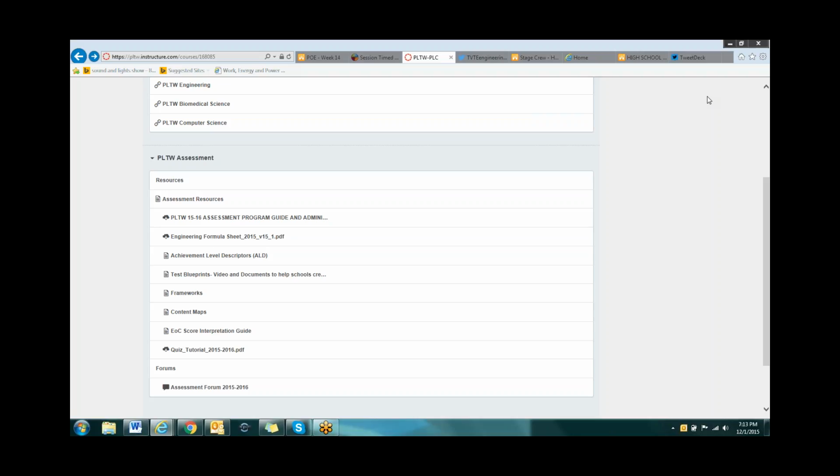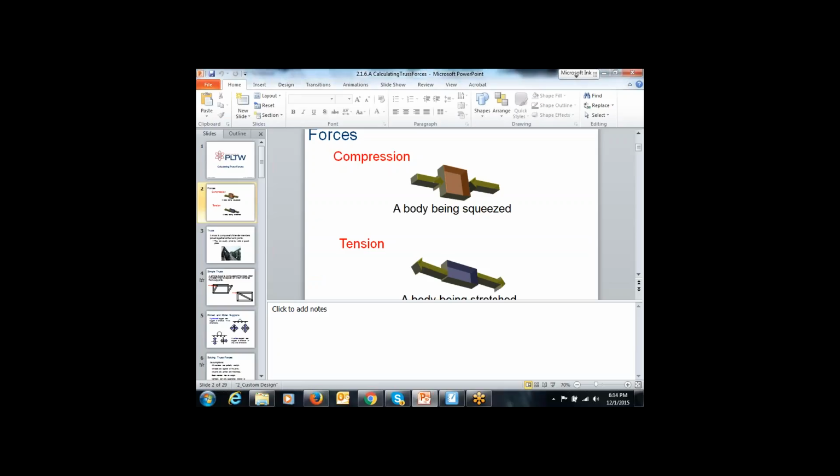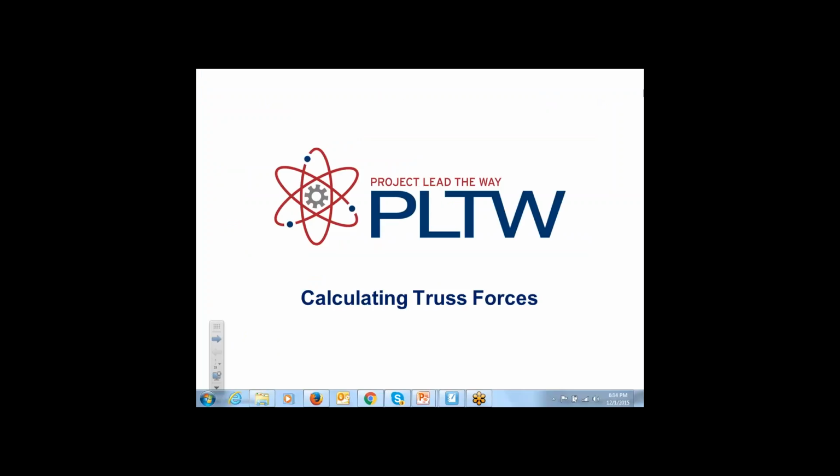Okay, I am going to let Adam switch the powers to me here, and I am going to pull up the last PowerPoint in section 2.1. And it is calculating truss forces. We've talked through the activities through 2.1.5, and that was the one I talked about with the meter sticks and the weights and calculating moment.